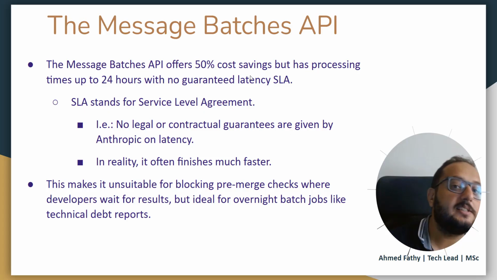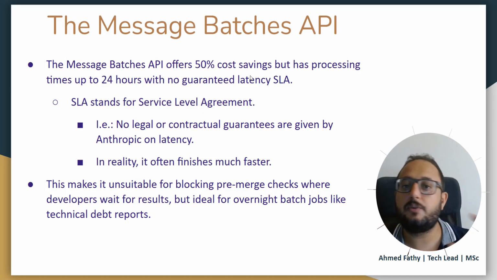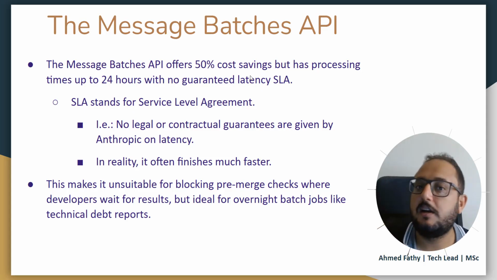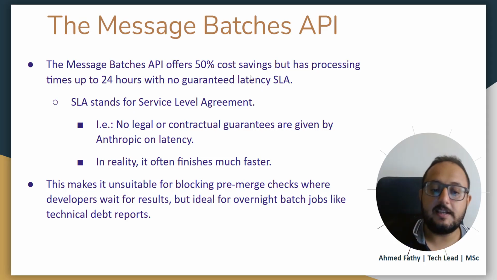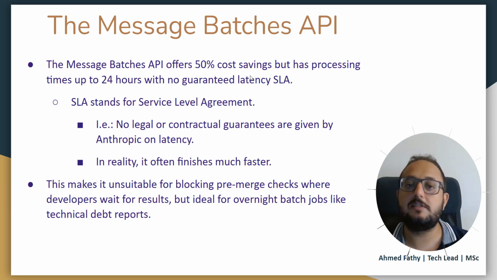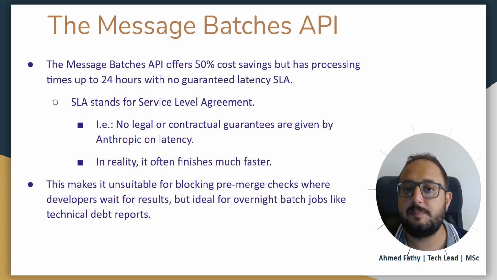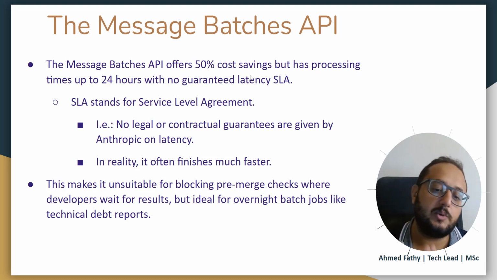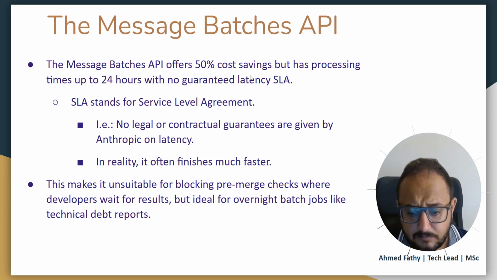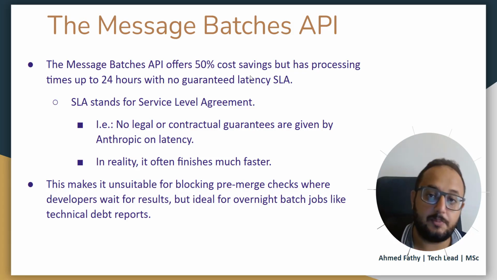And we'll see some examples of that actually, you can use Claude to do some of those checks, some review or some checks. So you can use Claude if you want in some cases. But here, since this can take up to 24 hours, this is really unsuitable for blocking pre-merge checks, because this means if you have multiple engineers trying to merge stuff and they depend on each other and so on, it will just become a mess. This needs to be real time, so you can't use the batch API for this. But it can be ideal for overnight batch jobs like technical debt reports in the question.